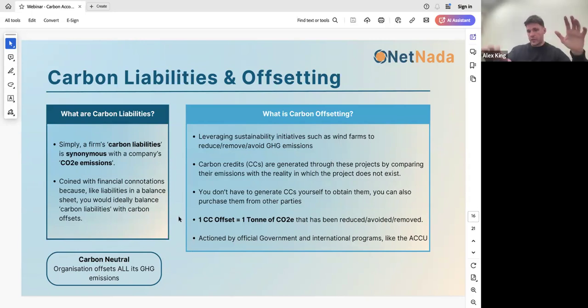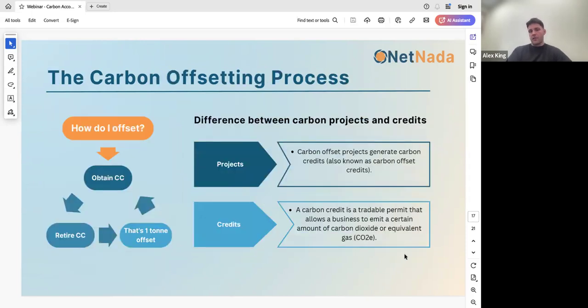There's lots of different projects and registries. ACCUs are the Australian government approved program, and less and less you see any stipulation of where people need to purchase carbon credits from. Regardless of where you're purchasing them from, it all follows the same process of offsetting. So you obtain a carbon credit, you then retire the carbon credit. This is important because the retirement can only be done once against one organization for one reporting period. And then that's 1 ton offset.